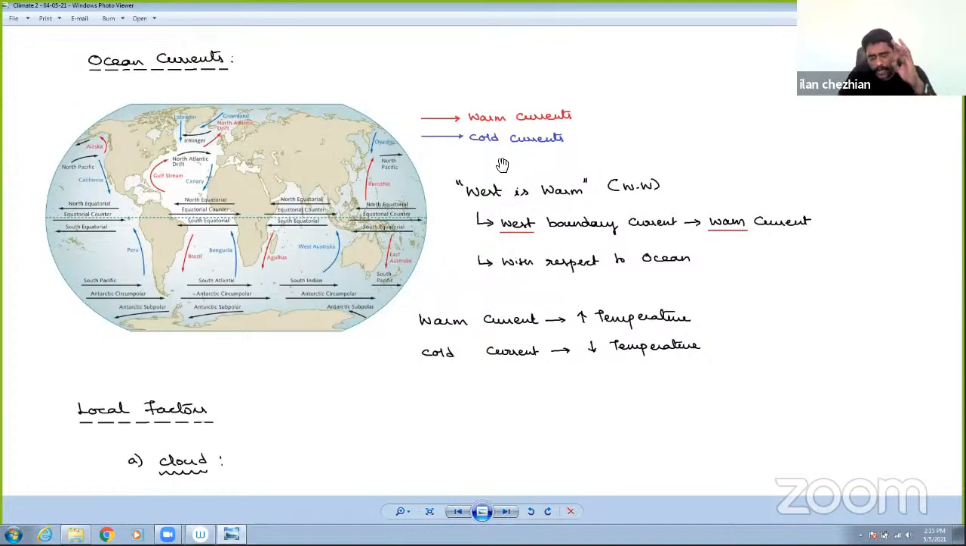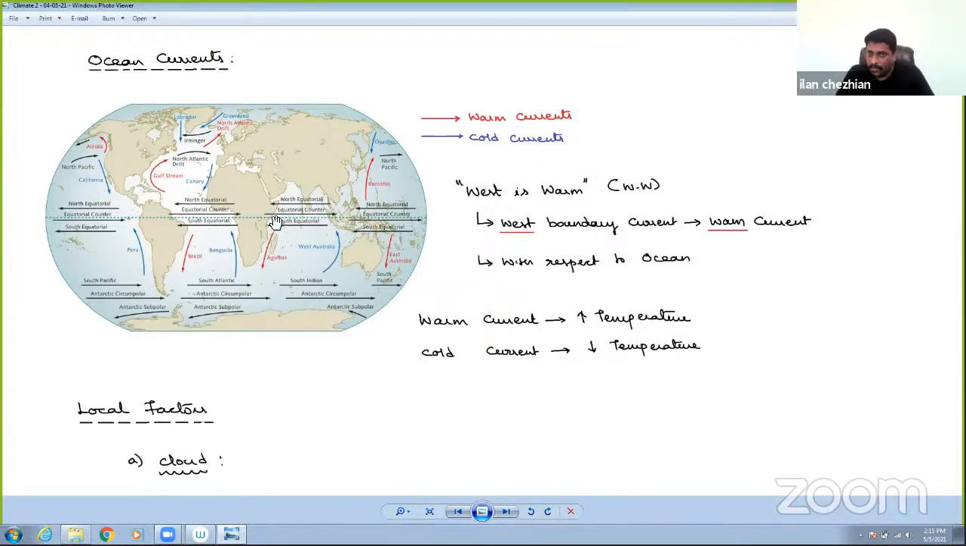Warm currents are always sourced from lower latitudes. Whereas if it is colder than the adjoining waters, you call them cold currents, and cold currents are always sourced from higher latitudes. That you will see later also; I will be explaining the same, my friend. And if at all you find a pattern, one pattern always exists.